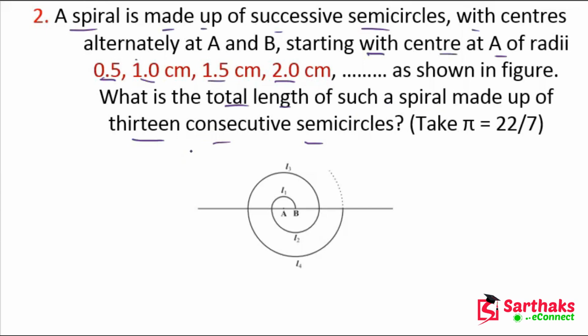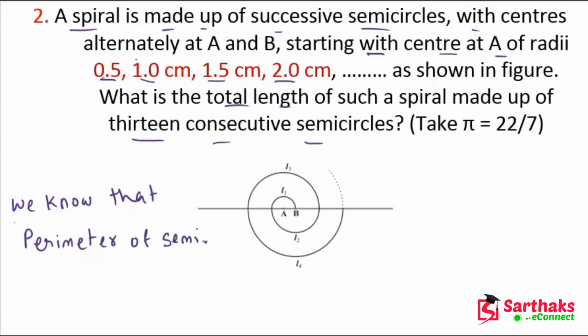So now let's go on. Yes, so now we know what is the perimeter of a semicircle. We know that the perimeter of a semicircle is equal to pi r. Now we have the value of r as 0.5, 1.0 centimeter, 1.5 centimeter and 2 centimeter and so on.